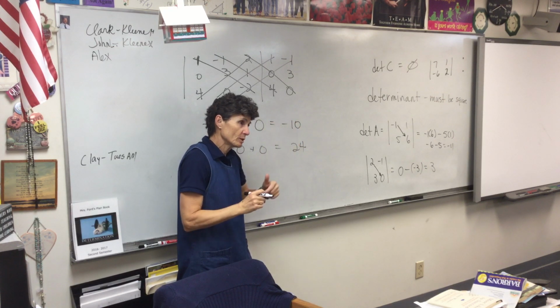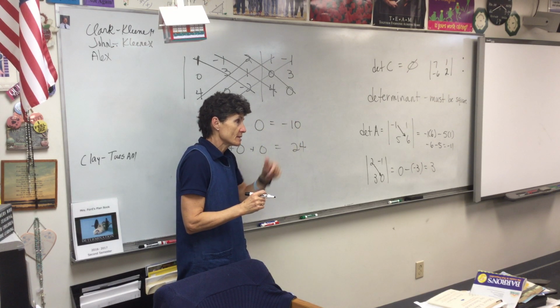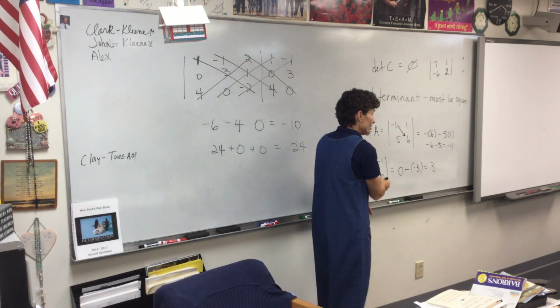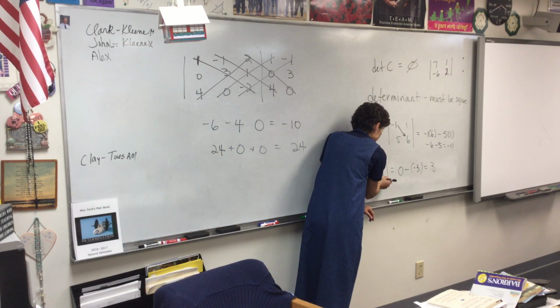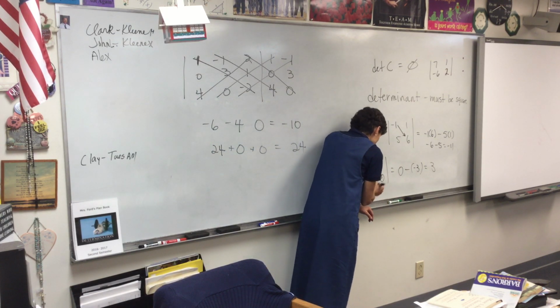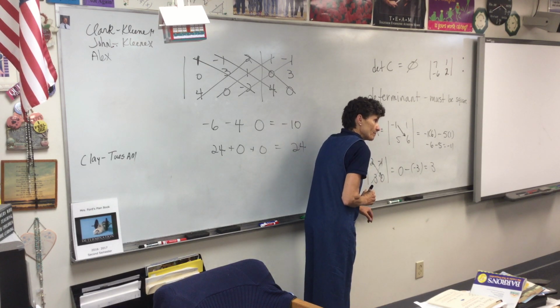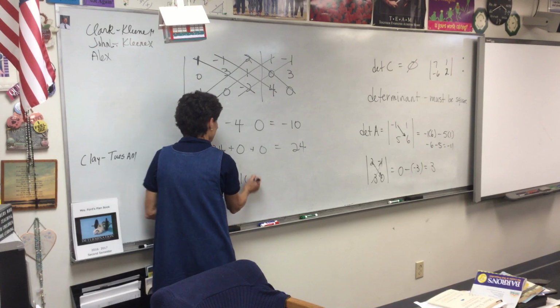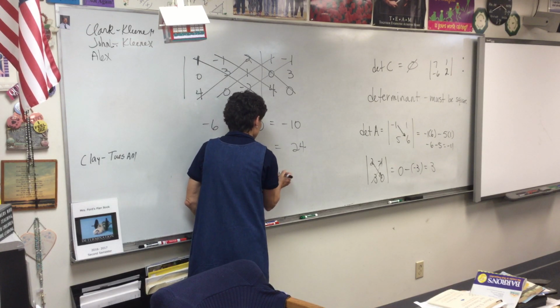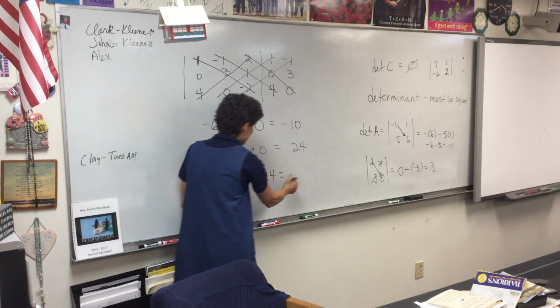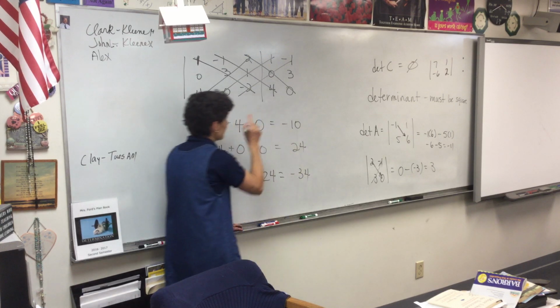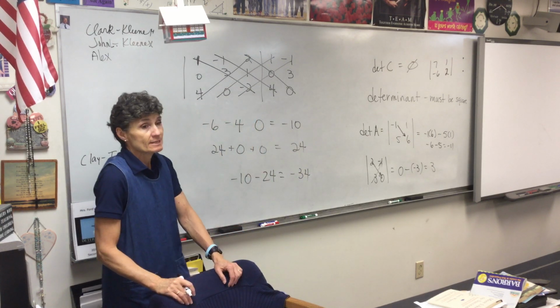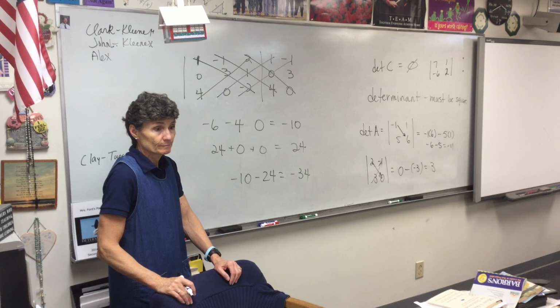What do you think I'm going to do with those two numbers? Subtract them. Kids, what do you do over here? Don't you take this diagonal minus this one? That's what you're going to do. You're going to take -10 minus 24. So the answer is -34. The value of that determinant is -34.